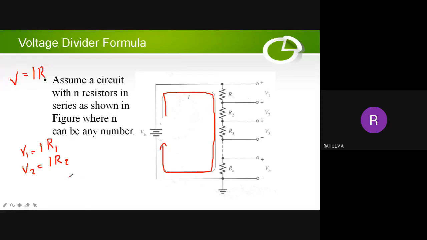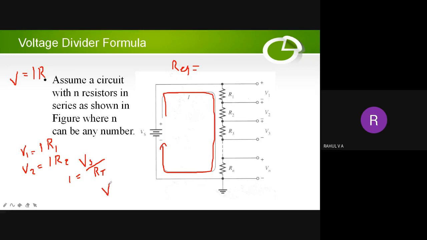How to calculate I? I is the voltage divided by the total resistance. For a series circuit, the equivalent resistance is the sum of all resistances, so it is R1 plus R2 plus R3 till Rn. So it is nothing but the total equivalent resistor. Either I can write R total or R equivalent. So here I am writing R total.